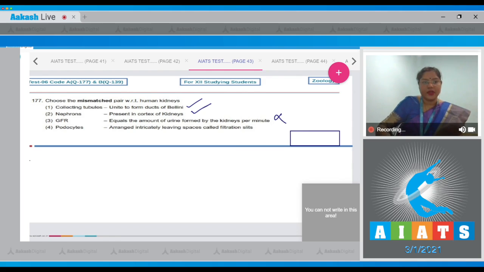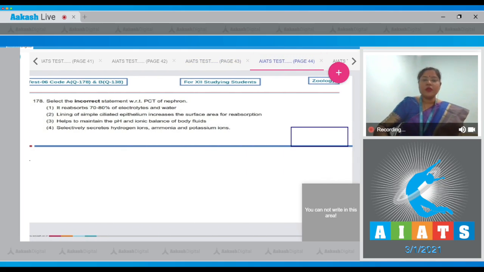This is incorrect, because GFR, glomerular filtration rate, is the amount of filtrate, not the urine, formed by kidneys per minute. Podocytes arranged intricately, leaving spaces called filtration slits. This is a correct match. Mismatched pair is option number 3. So correct answer to this question is 3. Let's move on to the next question.